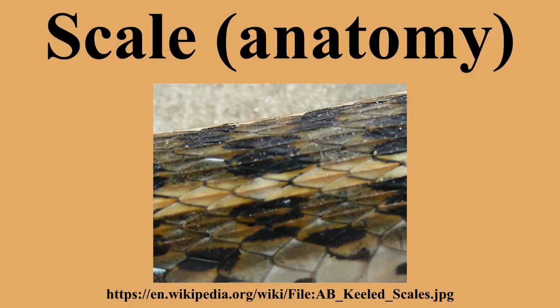Cycloid scales have a smooth outer edge, and are most common on fish with soft fin rays, such as salmon and carp. Ctenoid scales have a toothed outer edge, and are usually found on fish with spiny fin rays, such as bass and crappie. Reptilian scales.